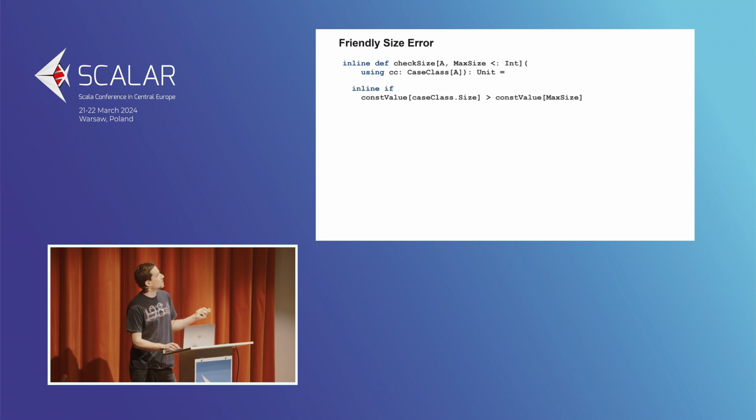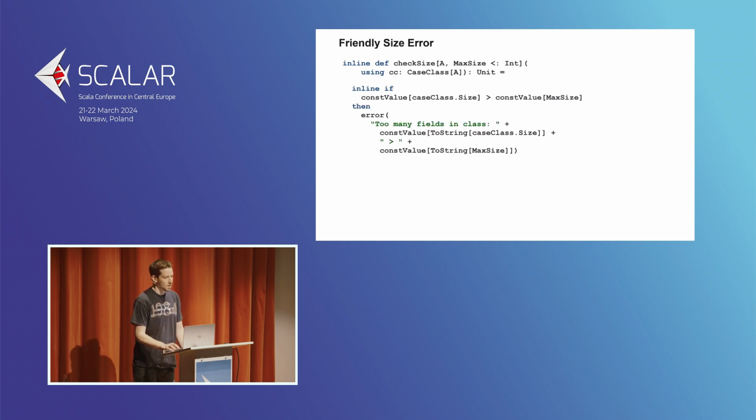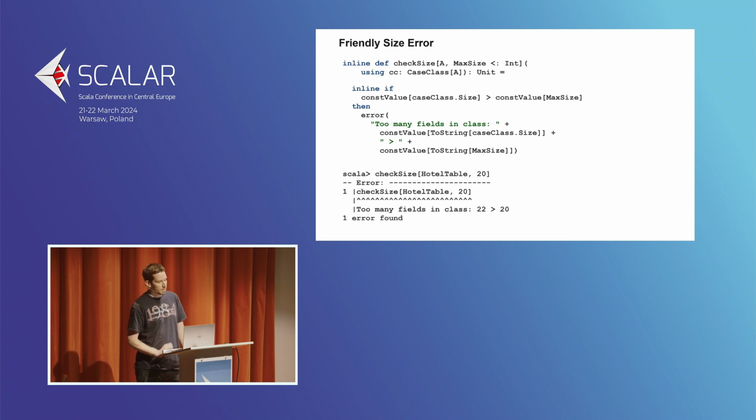Since these are converted by the compiler into actual constants, the compiler can do this comparison, and then we produce the error message. In this case, we're using constValue and the toString type level function to convert our size and max size to actual literal constant strings that the compiler can evaluate, and then they're only separated by a plus, so that's okay. And if we compile it now, we get a very nice, helpful message that contains all the information that we want. It's kind of a shame that we don't have any string interpolation, but that's okay.